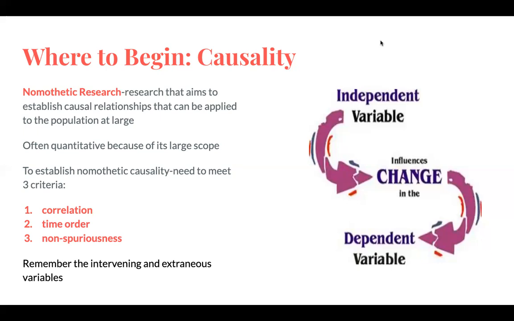If you've ever heard someone say, in response to something, correlation is not causation, that's what they're getting at. Things can happen together without something being the cause of that other thing. But in order to establish causality, the very first criterion you need to meet is you need to show that your independent variable and dependent variable do seem to have a relationship with one another.